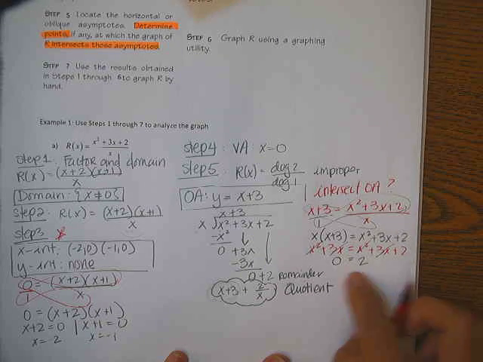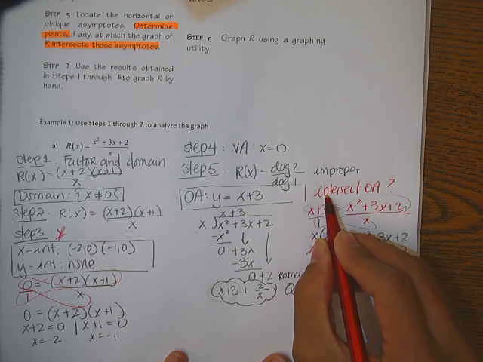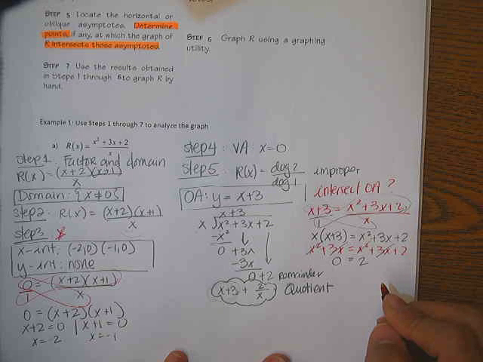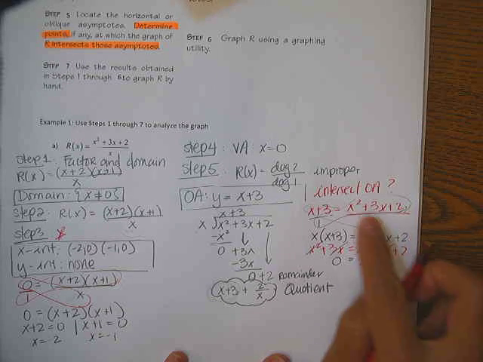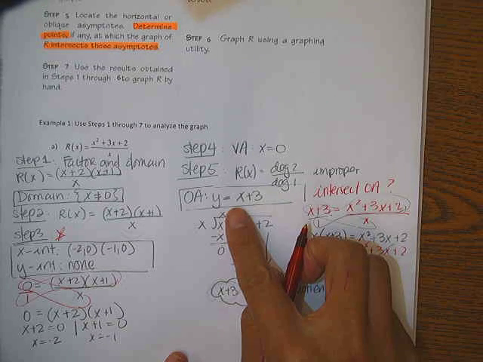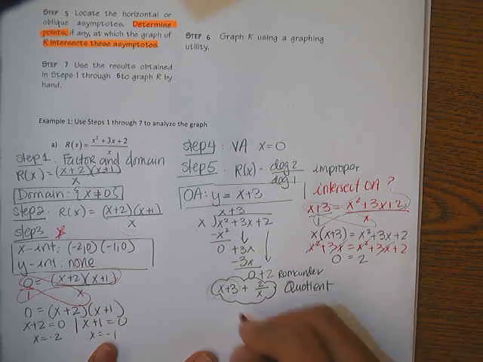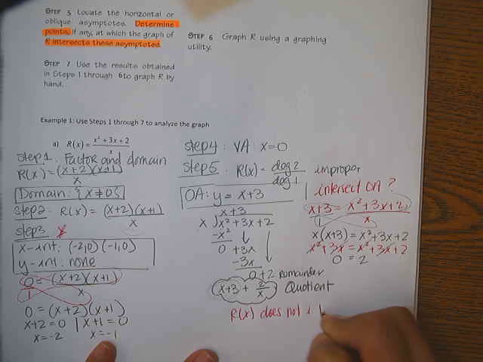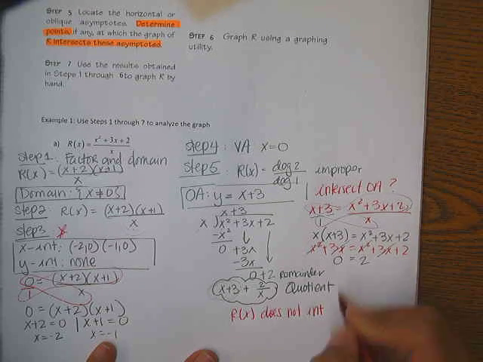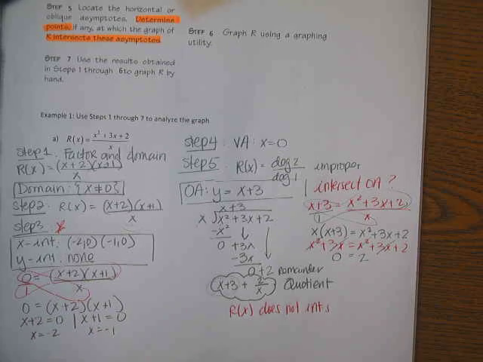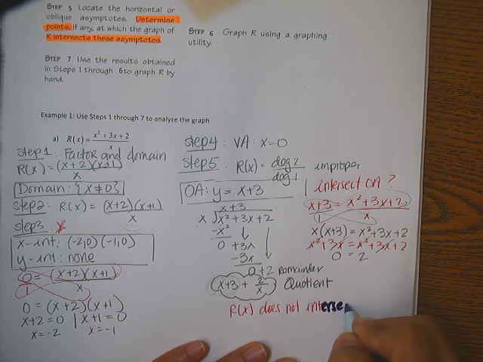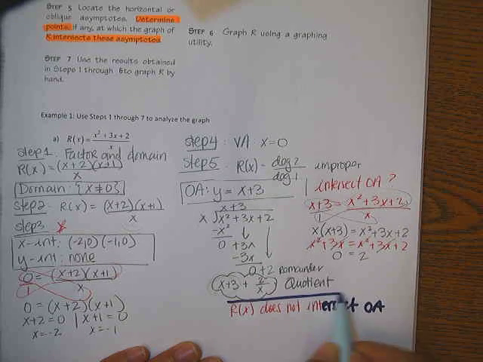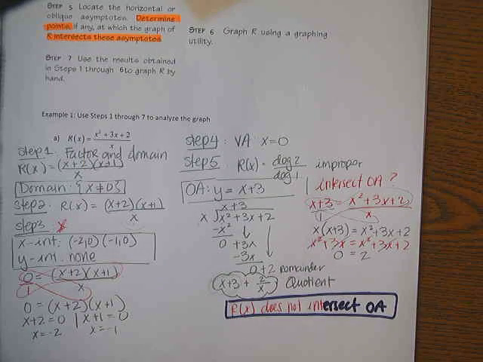Because it doesn't work and because it's not equal, well, how should we answer this piece? It does not intersect the OA. Okay, so how we answer that is that R of x does not intersect. Sorry, my red pen is kind of dying. Let me get a different one. R of x does not intersect our oblique asymptote. And yes, you box that up because that's part of step 5.